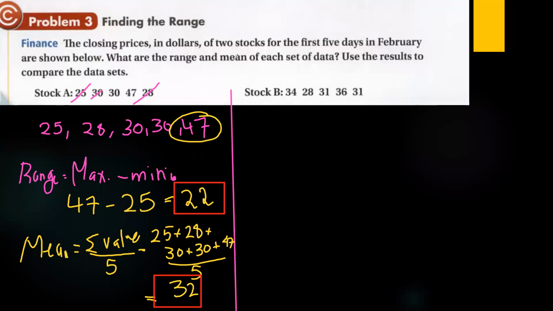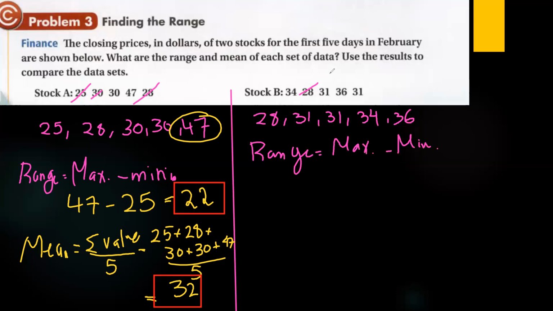Now let's go to stock B. In stock B here, we need to find the range. First, remember, when you need to find both the range and the median, you need to arrange the data. So let's arrange them now. Where's the minimum value? 28, 31, 31, 34, and 36. So the range will be the maximum point minus the minimum point. Now, where's the maximum? 36. Where's the minimum? 28. So the range here is 8.